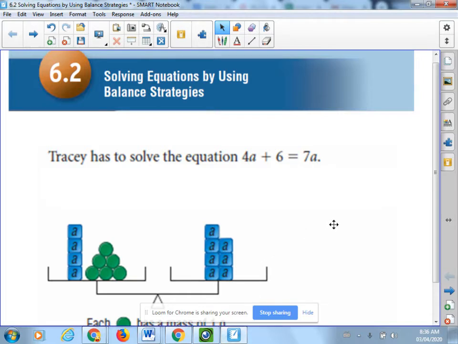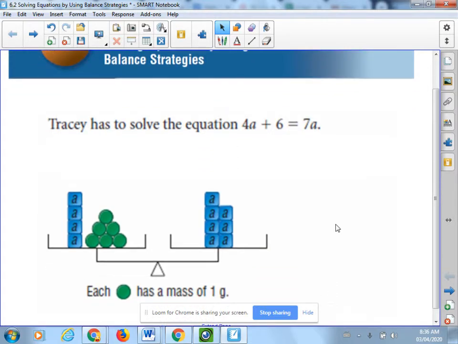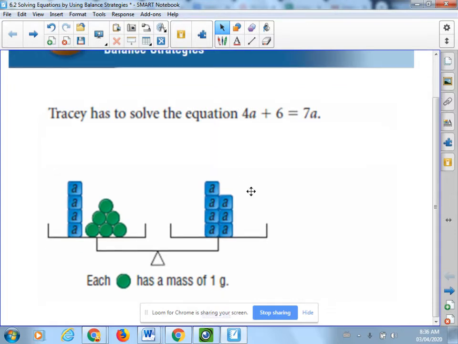So 6.2 is solving equations by using balanced strategies. The new thing that we are going to have now is variables on both sides of the equal. It's going to look similar to this. So if Tracy has the equation 4a plus 6 equals 7a, we could show what it looks like. Now, in order to solve things with balances, when we add or remove things, we have to do the same thing to one side as we do to the other.